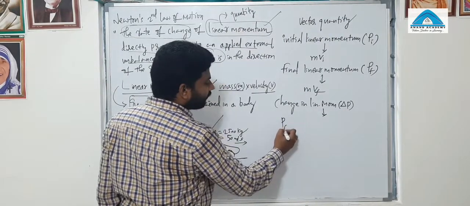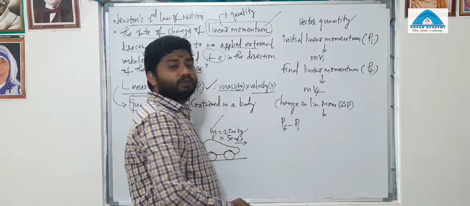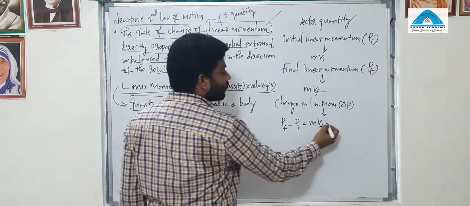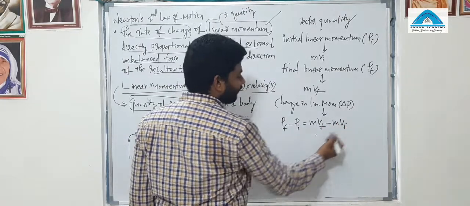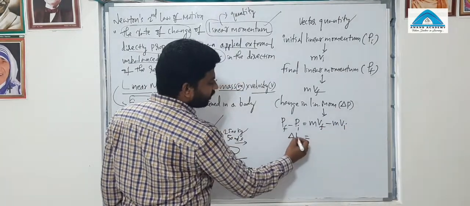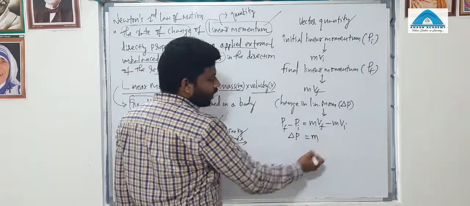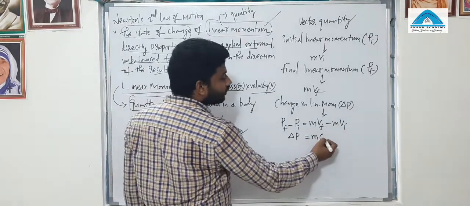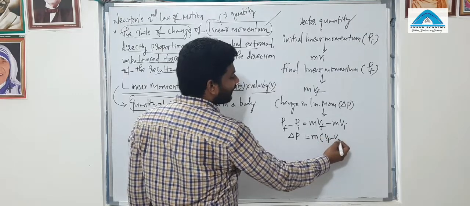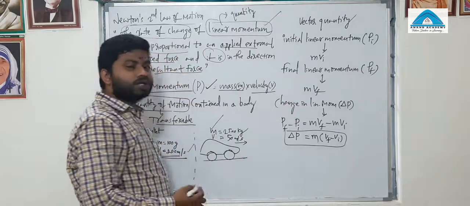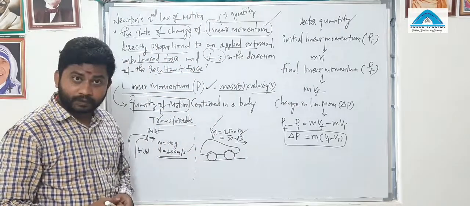What is the change in linear momentum? Final linear momentum minus initial linear momentum, which is equal to m into final velocity minus m into initial velocity. Here the change in linear momentum is denoted with the symbol delta P, which is equal to m, if you take it common, times the final velocity minus initial velocity. So remember, this is the expression for change in linear momentum.